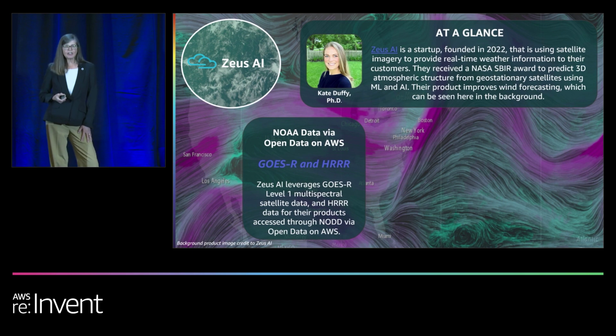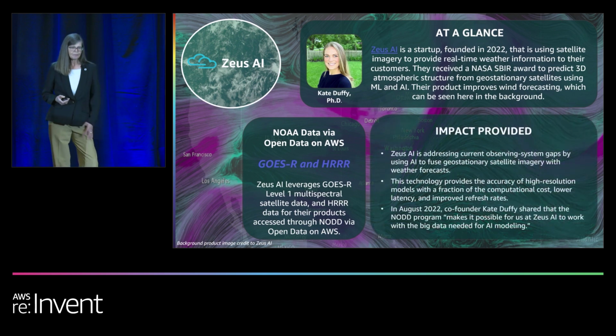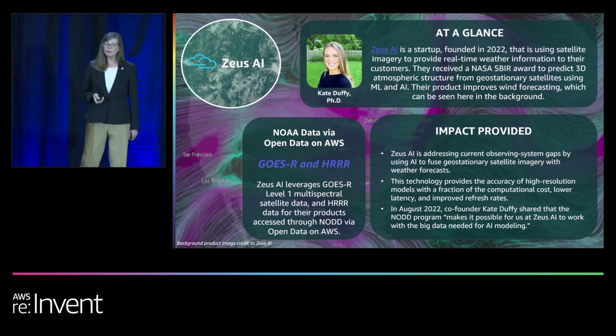Zeus uses Geostationary Operational Environmental Satellite, or GOES-R Level 1, multispectral satellite data, and High-Resolution Rapid Refresh, or HRRR data, for their products accessed through NOD on AWS. Zeus AI is addressing current observing system gaps by using AI to fuse geostationary satellite imagery with weather forecasts. This technology provides the accuracy of high-resolution models with a fraction of the computational cost, lower latency, and improved refresh rates. Kate Duffy, co-founder of Zeus AI, shared that NOD makes it possible for us at Zeus AI to work with the big data needed for AI modeling.